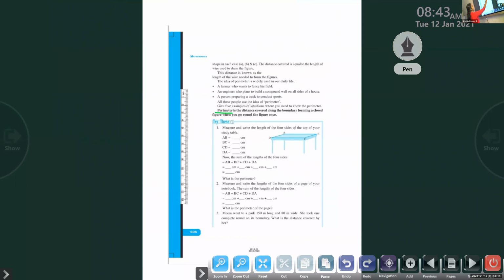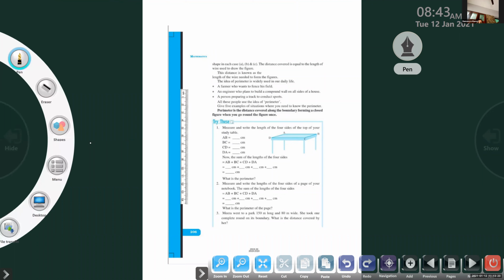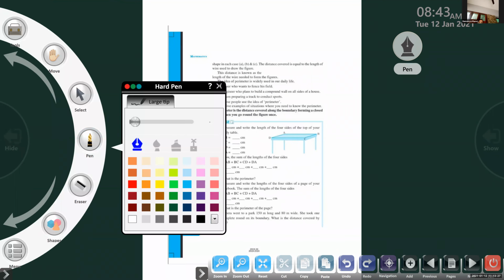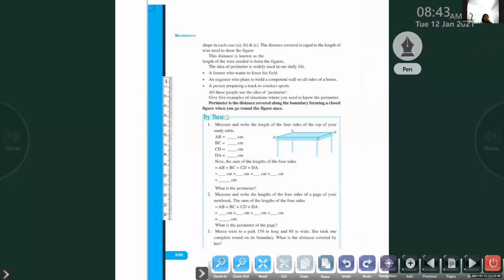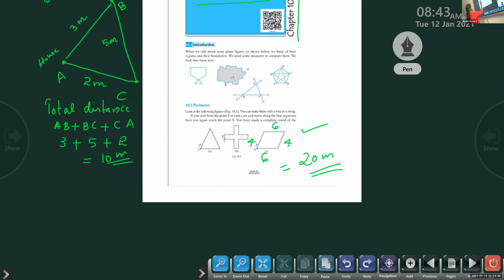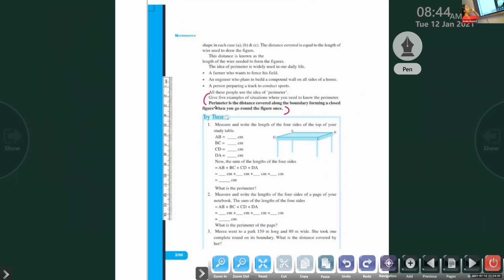Can you see the definition written in bold letters? Will you write that? Perimeter is the distance covered along the boundary of a closed figure when you go around the figure once. First of all, write the heading as perimeter. Under that heading, you should write this definition. Perimeter is the distance covered along the boundary forming a closed figure when you go round the figure once.